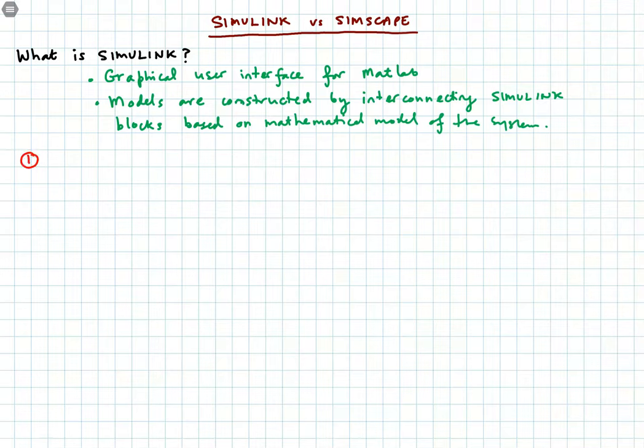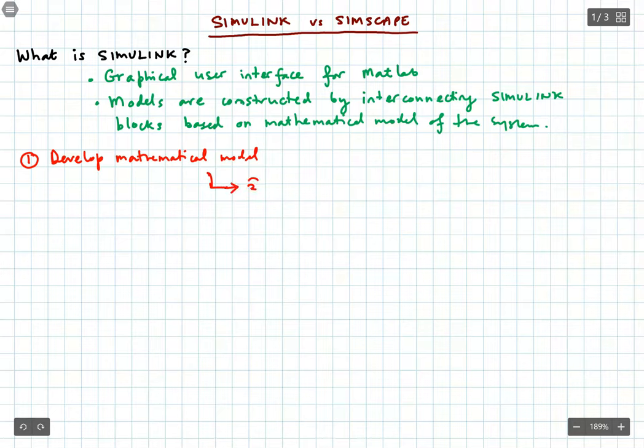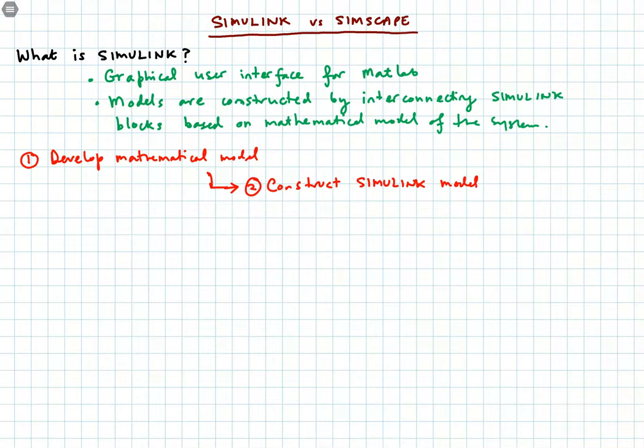So the three steps in simulating using SIMULINK are, first, to develop the mathematical equations or model of the system to be simulated. The second step is to construct the mathematical model developed in step one by interconnecting SIMULINK blocks. And finally, the third step is to simulate the constructed SIMULINK model.